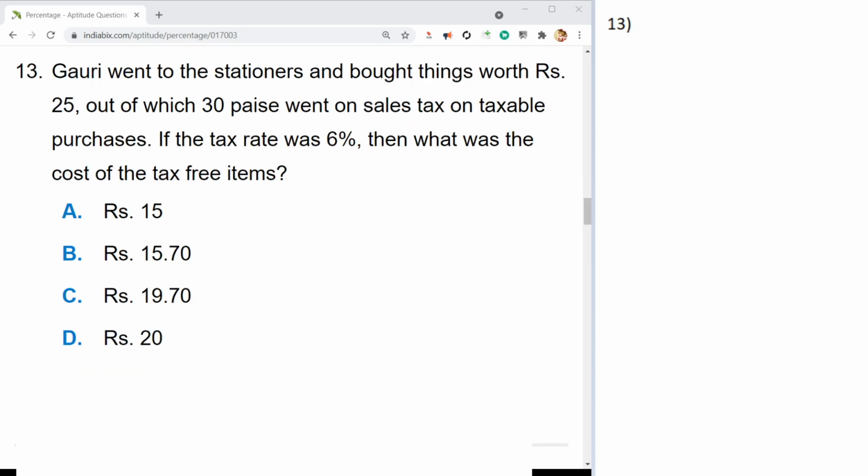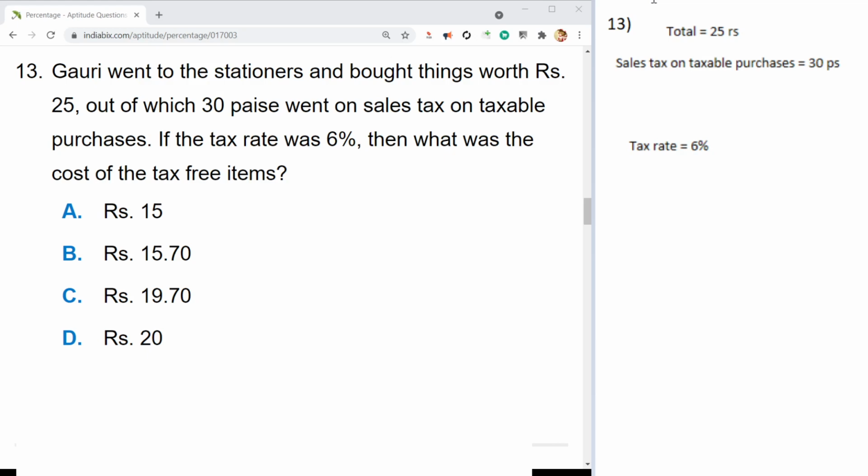Let's see problem number 13. Gauri went to the stationery shop and bought things worth 25 rupees, out of which 30 paisa went on sales tax on taxable purchases. If the tax rate was 6%, then what was the cost of tax-free items? Total is 25 rupees she paid. And then 30 paisa went on sales tax. Sales tax is on taxable purchases only. That is 30 paisa. And then the tax rate was given as 6%.